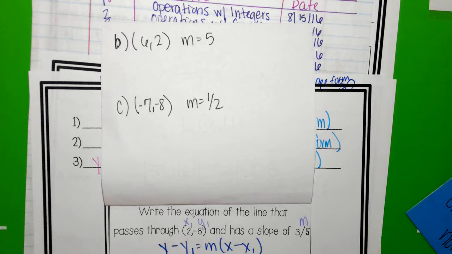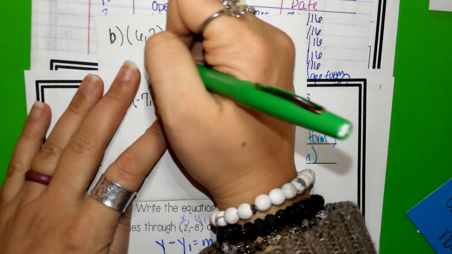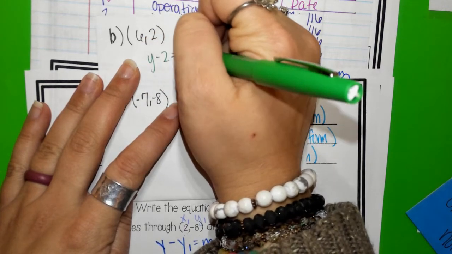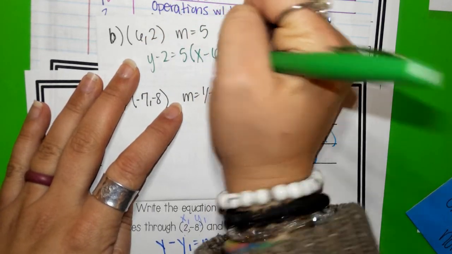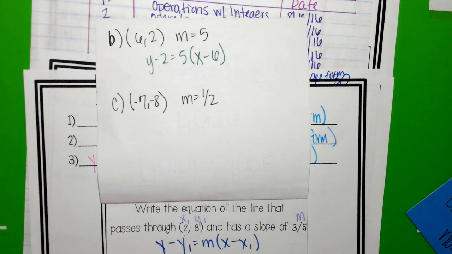Alright, are we ready? Are you done with B? Okay. Alright, so for B, you should have y minus 2 equals 5 times x minus 6. Yes or no? Yes. Does anybody need to clarify what we did?